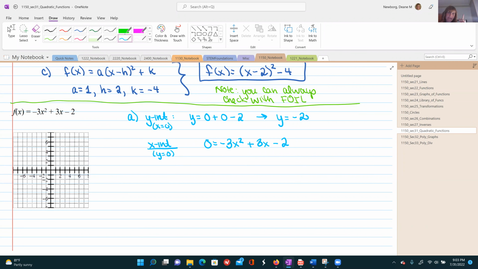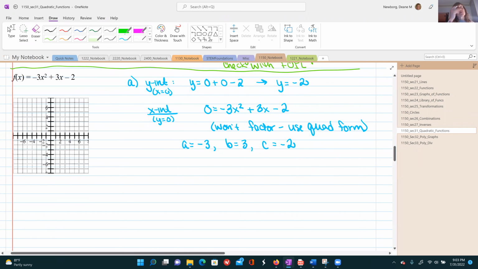This is one I don't think I can factor. Yeah, you can try, but there's no way to factor this one. So we'll have to use the quadratic formula. So I'm going to identify my a, b, and c. So my a is -3. Oh, and that tells me that when I graph my parabola, it's going to open down. b is +3 and c is -2.